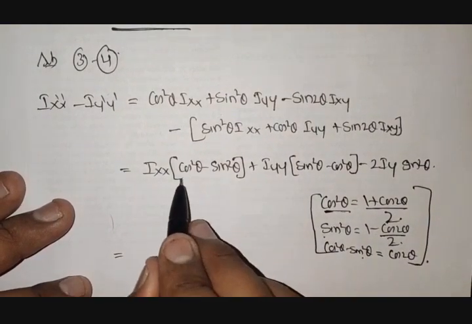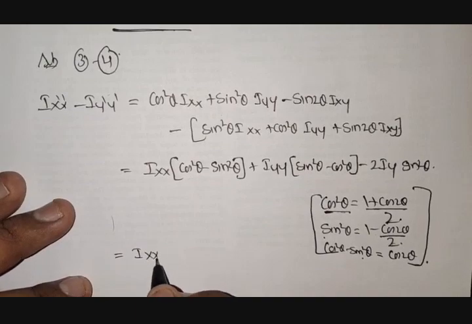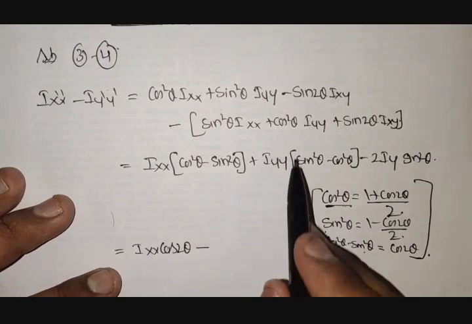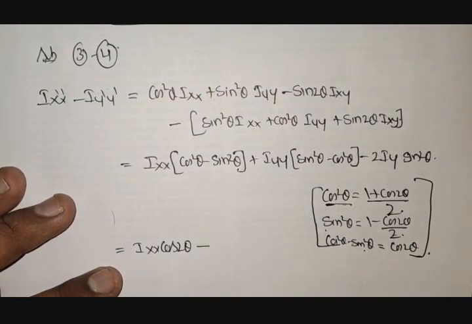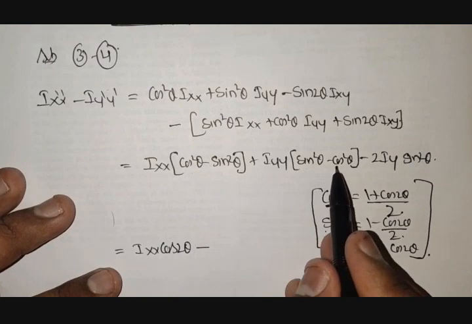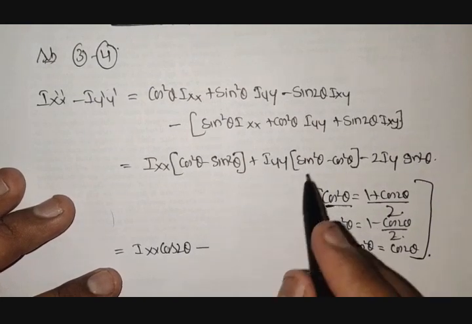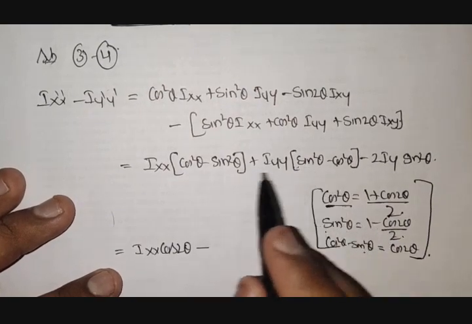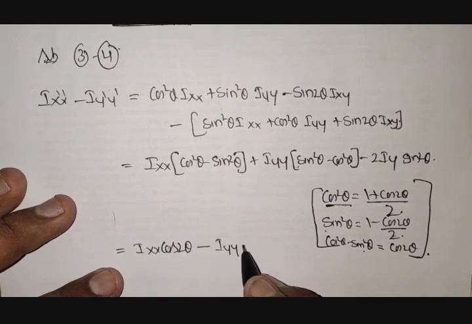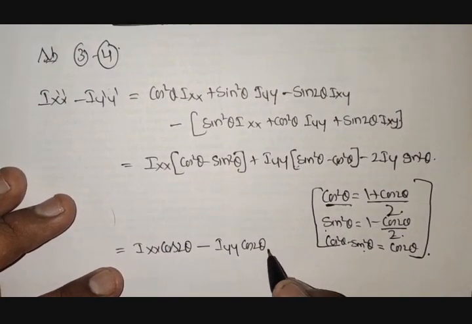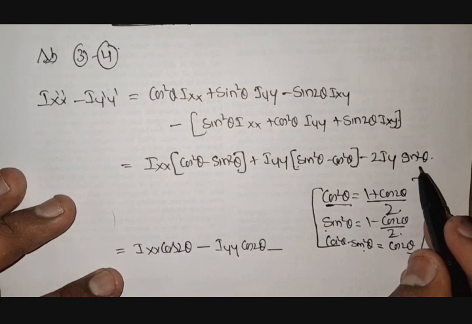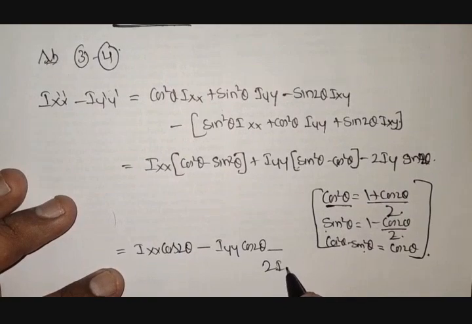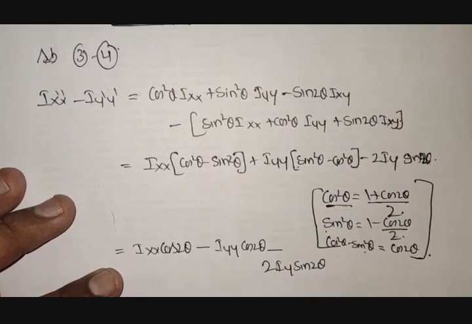so the value of Iy' can be written as the value of cos 2 theta minus, similarly sin square theta minus cos square theta, if you are going to get it in this direction it will become minus. So if it comes this way it will become cos square theta minus sin square theta, and here minus Iyy into cos 2 theta minus, sorry, it is sin 2 theta, minus 2Ixy into sin 2 theta.